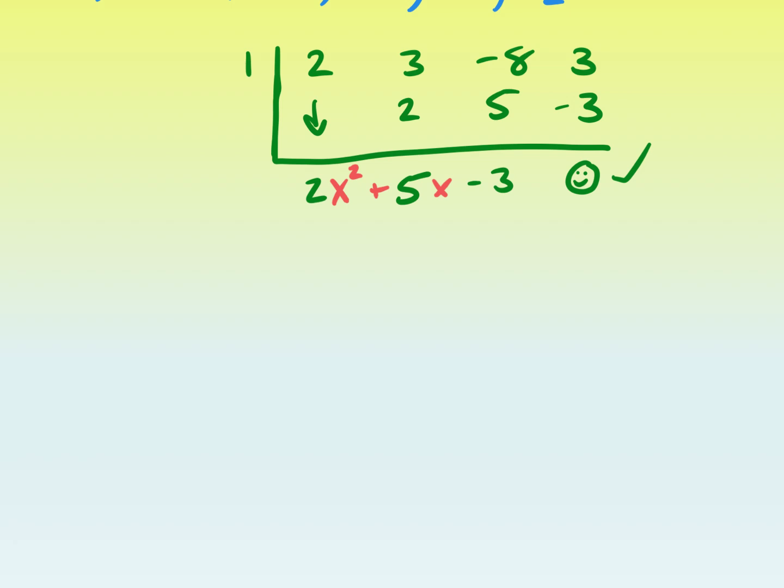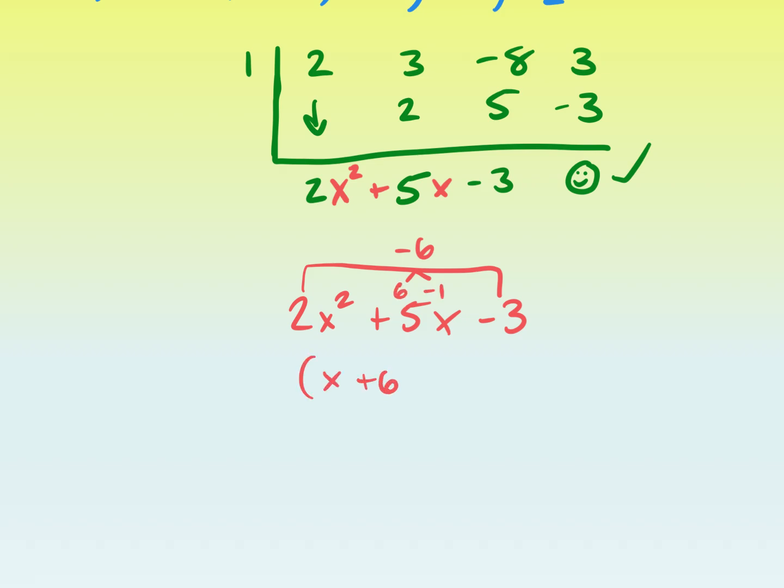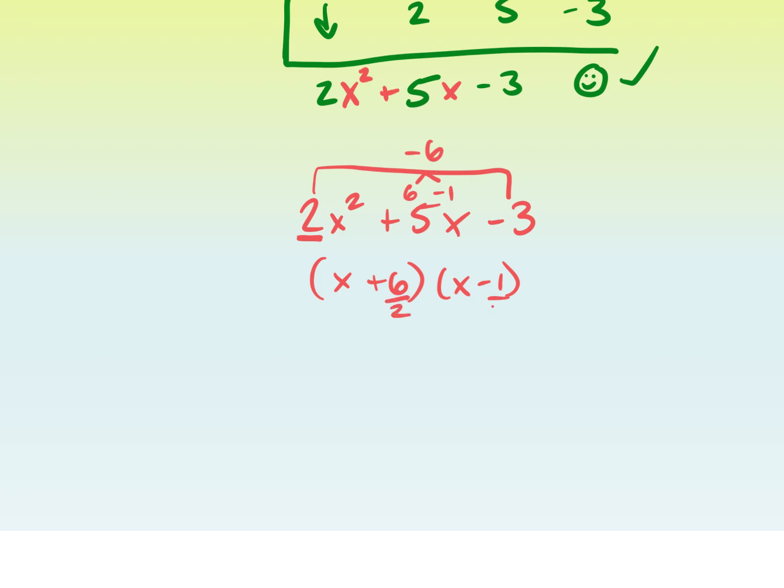How would we factor this? I'm going to multiply the first times last. So we get negative 6. What are 2 factors of negative 6 that add to 5? Positive 6 and negative 1. Perfect. So we've got x plus 6 and x minus 1. Since I started by multiplying that 2, I have to remember to go back in and divide it. So we've got x plus 3 and 2x minus 1.